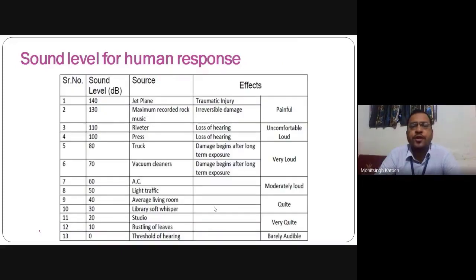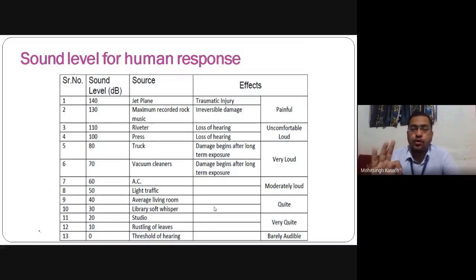This is the list of human responses for various sound level intensities. Starting from below, we can see at 0 decibels, the source is threshold of hearing and the effect is barely audible, where ears are not able to hear anything. As we go up in the sound level intensity, we can see that the effects are gradually increasing from very quiet to quiet, moderately loud, very loud, uncomfortably loud, and painful.